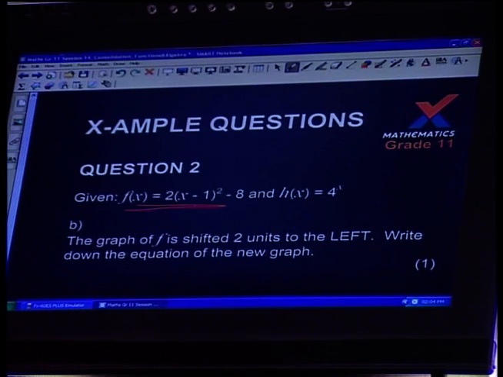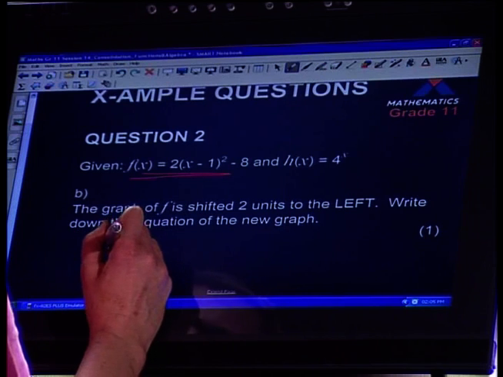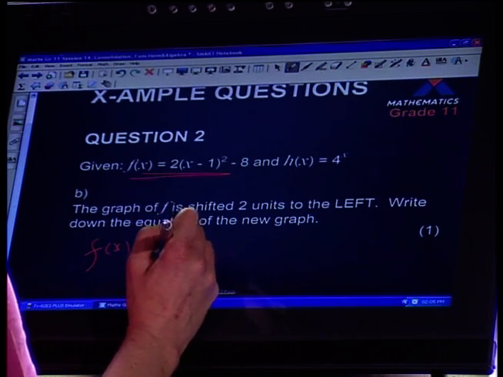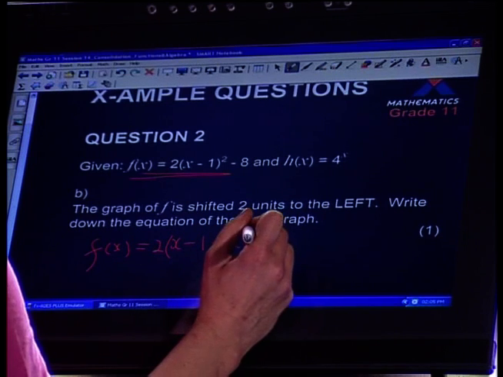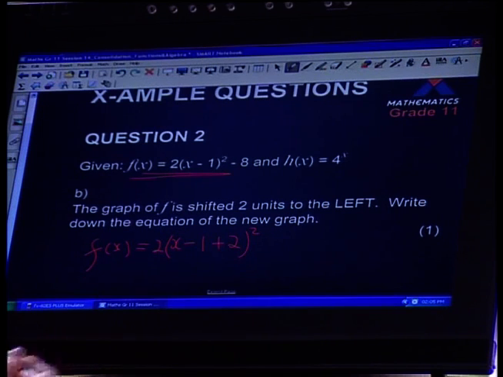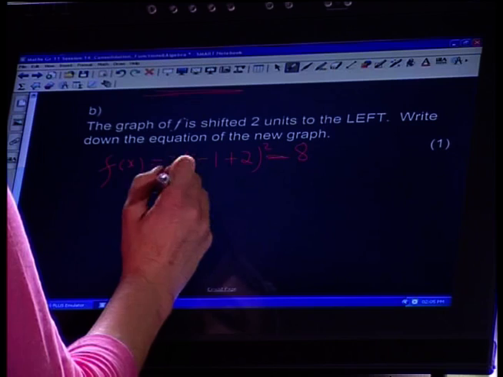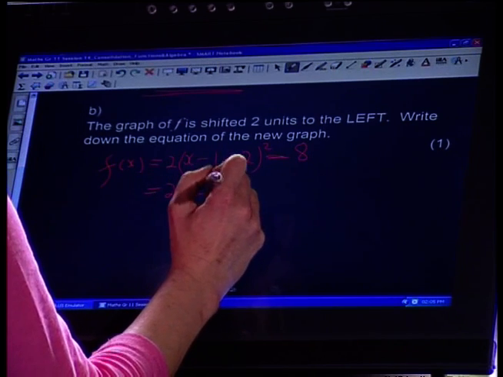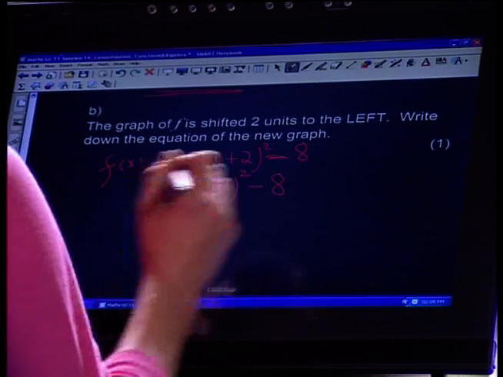So now we must remember, what do we do for to the left? We are actually going to add 2. So I'm going to say f of x is equal to 2, and you add it where your x's are, x minus 1 plus 2 squared. And now they ask, write down the equation of the new graph. So presumably the q value hasn't changed at all, so we'll keep that the same. And all you need to do is fix this up, simplify. The equation of the new graph is 2x plus 1 squared minus 8. Nothing to it. Remember, to the left we add, to the right we subtract. Up we add, down we subtract. Let's have a look at the next question.